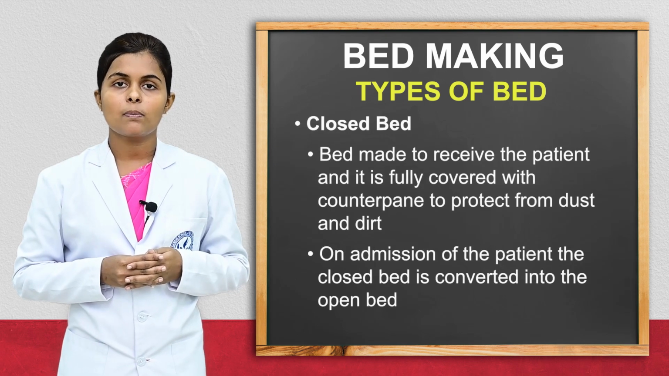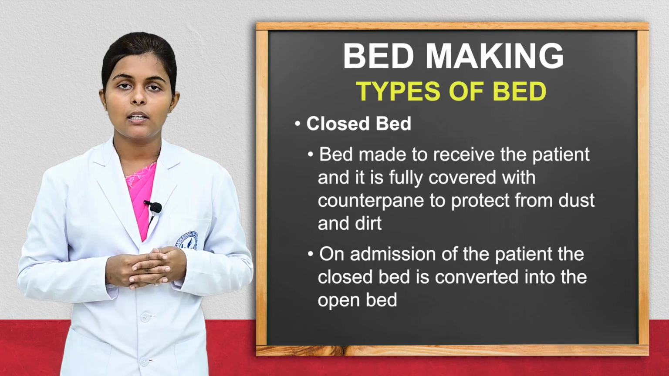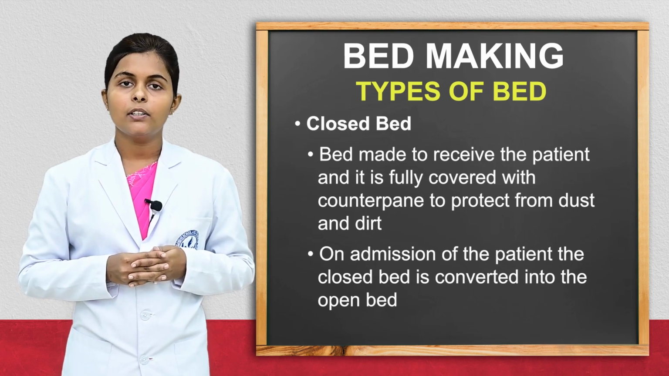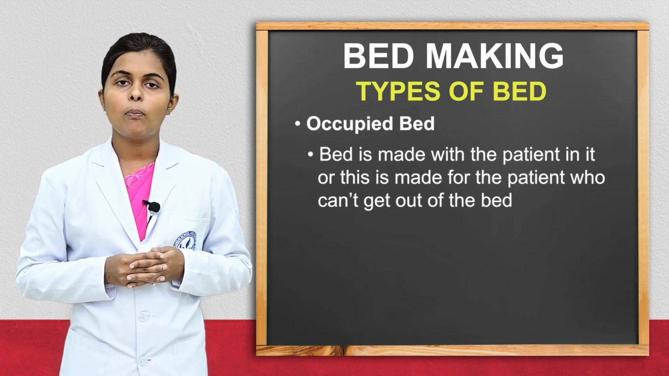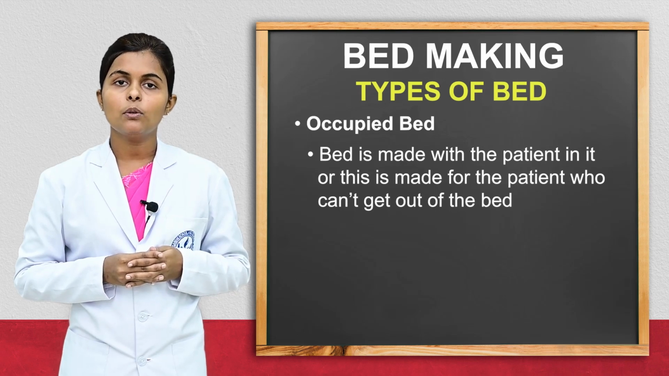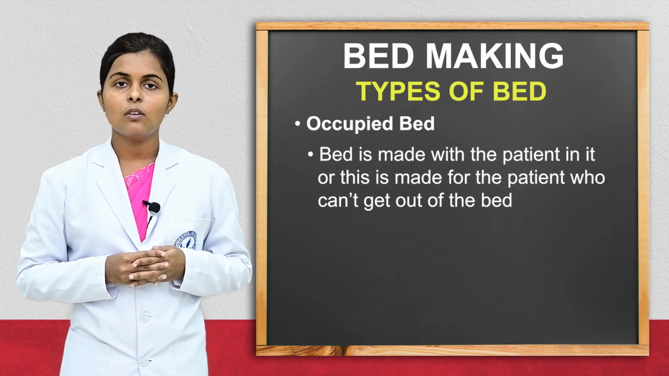Then next is the closed bed. A closed bed is made for when a new patient is coming, and it is completely covered by the counterpane to prevent dust and dirt. A closed bed is converted into an open bed when the patient is inside it. Third is the occupied bed. Occupied beds are made for those patients who are unable to get off the bed. So occupied beds are made while the patient is on the bed.